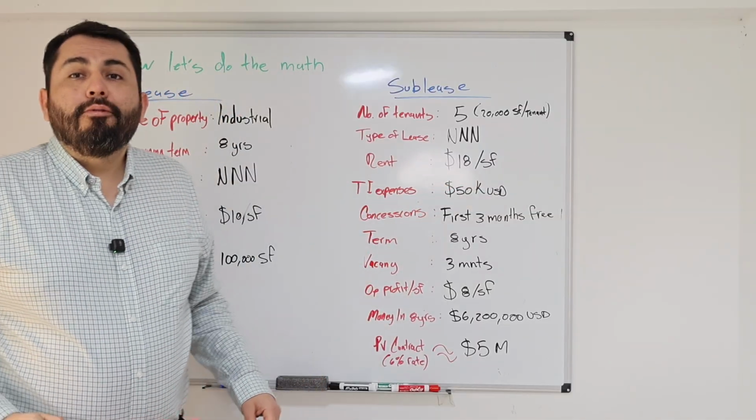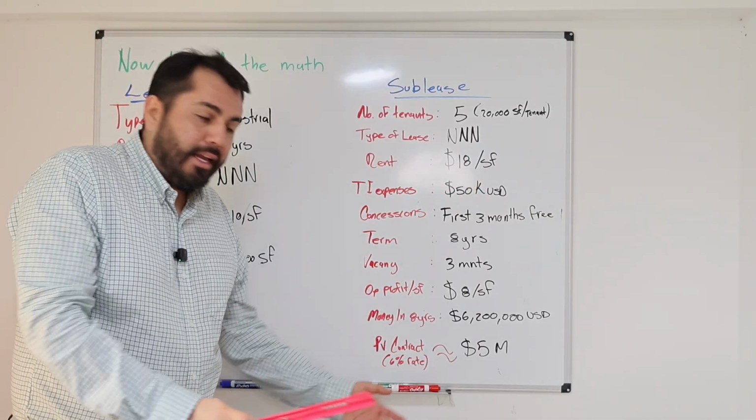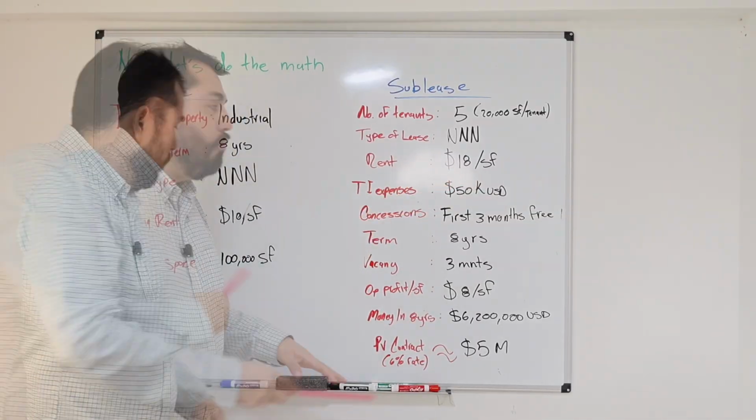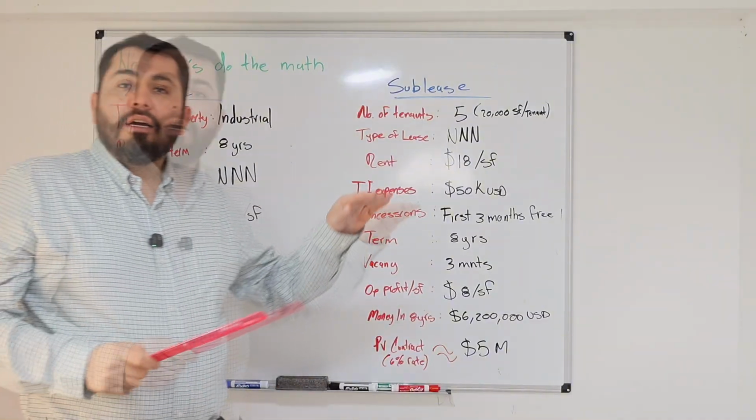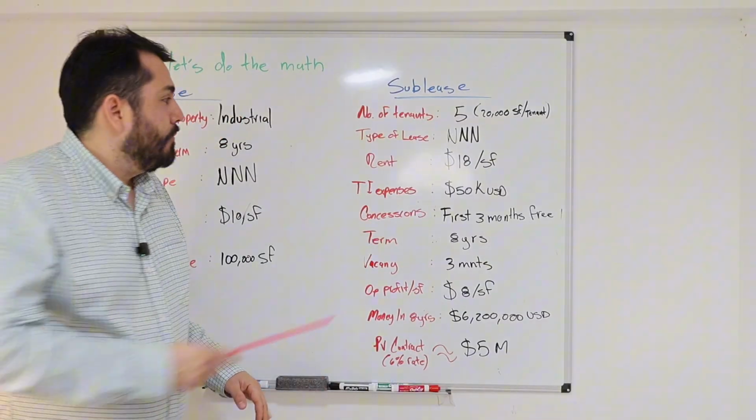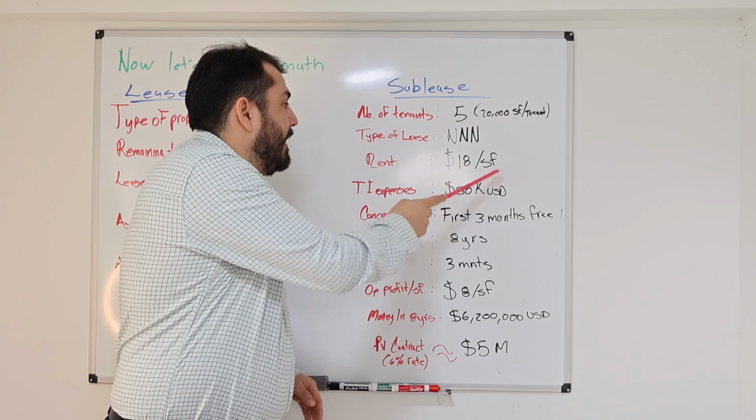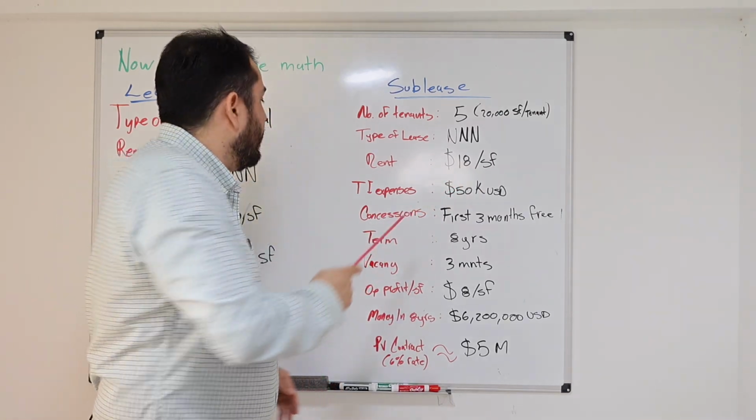So we are subdividing, and we are raising the rents, but we also have a lease that is lower than the market. Okay, so that's why we can raise the rent to 18.